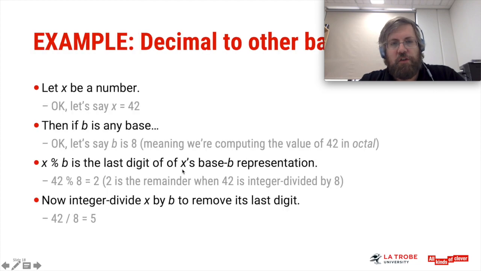So let's look at an example. Let x be 42, and let b be 8. So we're computing the value of 42 in octal. We take x mod b to get the last digit of the octal representation. So 42 mod 8 is 2. 2 is the remainder when 42 is integer divided by 8. Now you integer divide x by b to get rid of that 2, and that's 5.